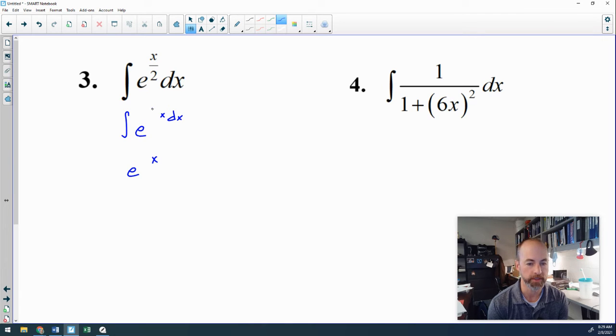However, there was a 1/2. And so we keep that 1/2 and we will divide by the 1/2. You keep the constant and then you divide by it plus a c. Now dividing by 1/2 looks kind of dumb to me, so I'm going to rewrite that as e to the 1/2 x plus c, and there's your answer.